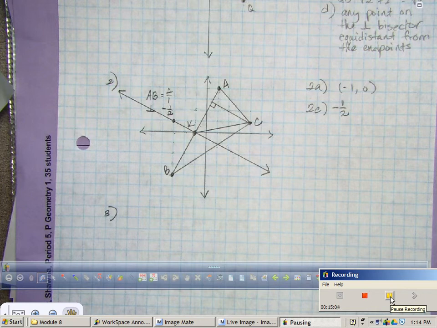You poor things that try to do this all on one graph. I'm so sorry for you. You're probably just like, what is going on?